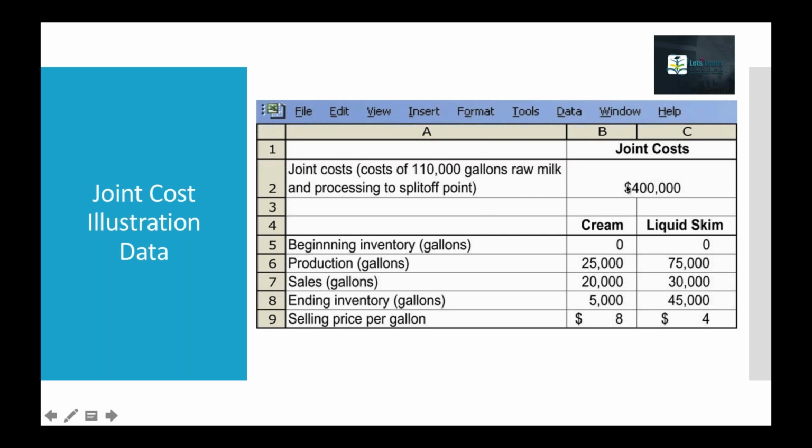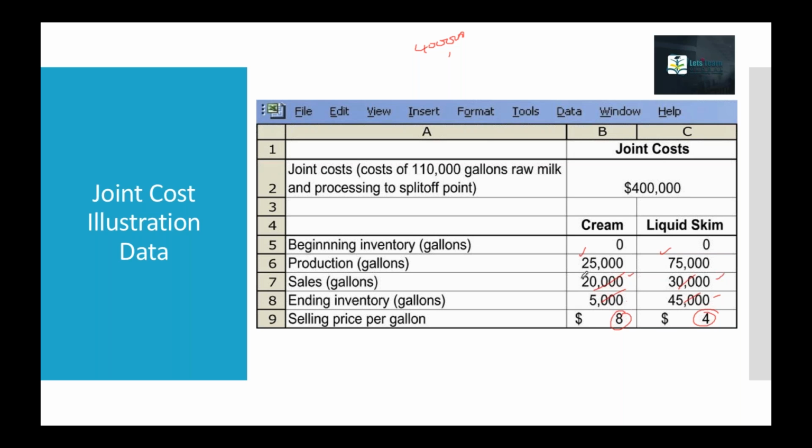So here, same example, joint cost is say 400,000, and the sales price at split off point is for example 8 here, and 4 here. And how many gallons are we receiving? 25,000 and 75,000. Remember one more point: how many units you sold and how many units are in closing stock are not to be taken into account. A very, very important point that could confuse you.